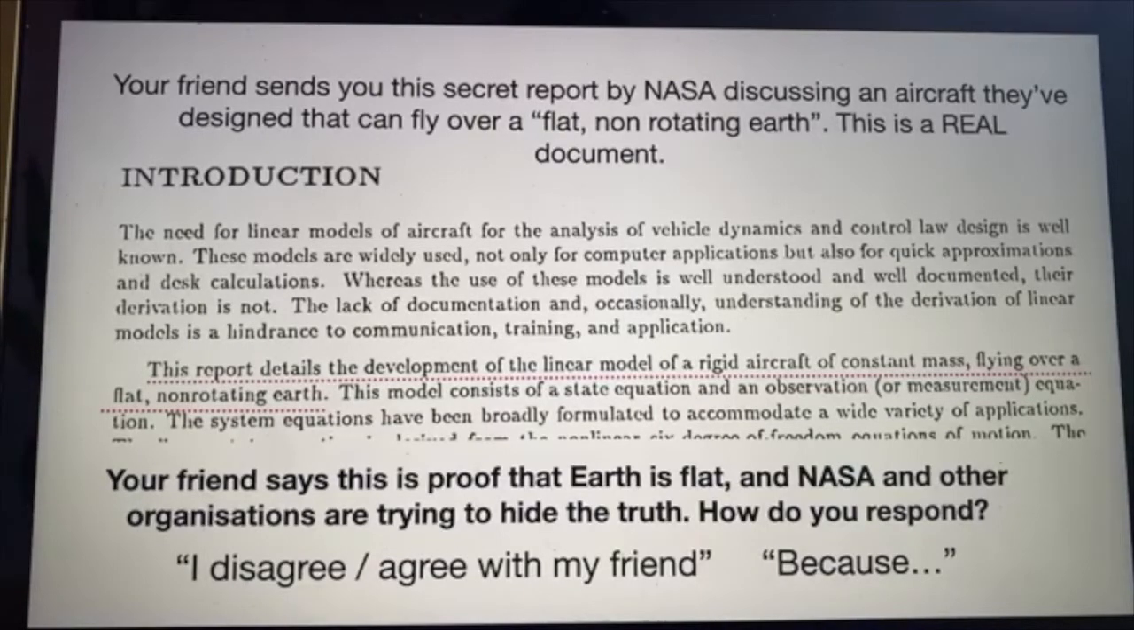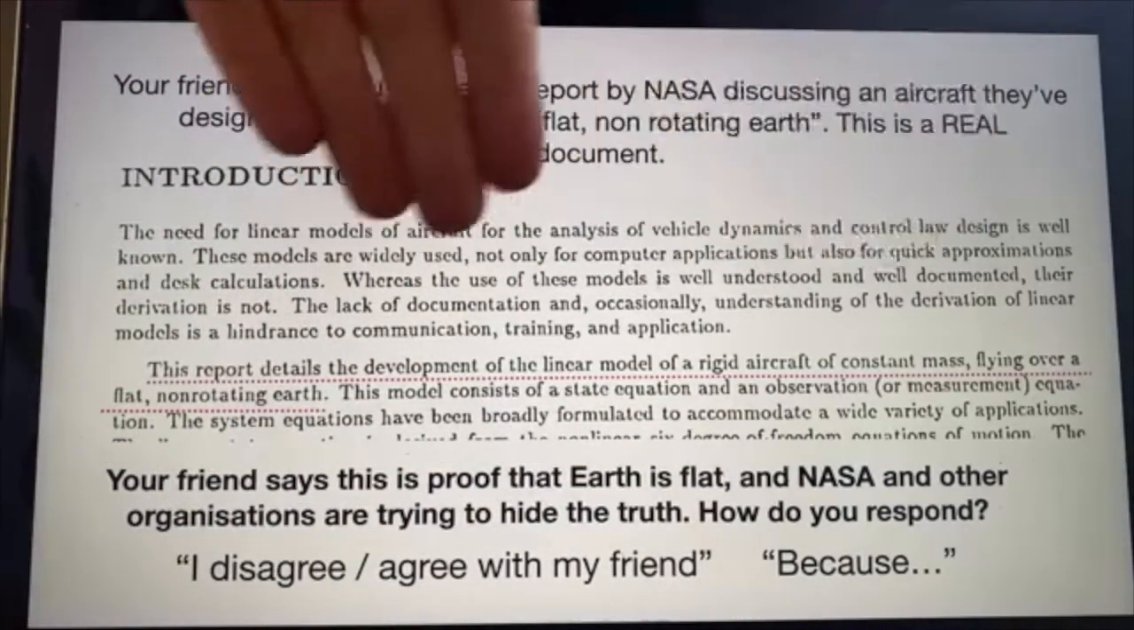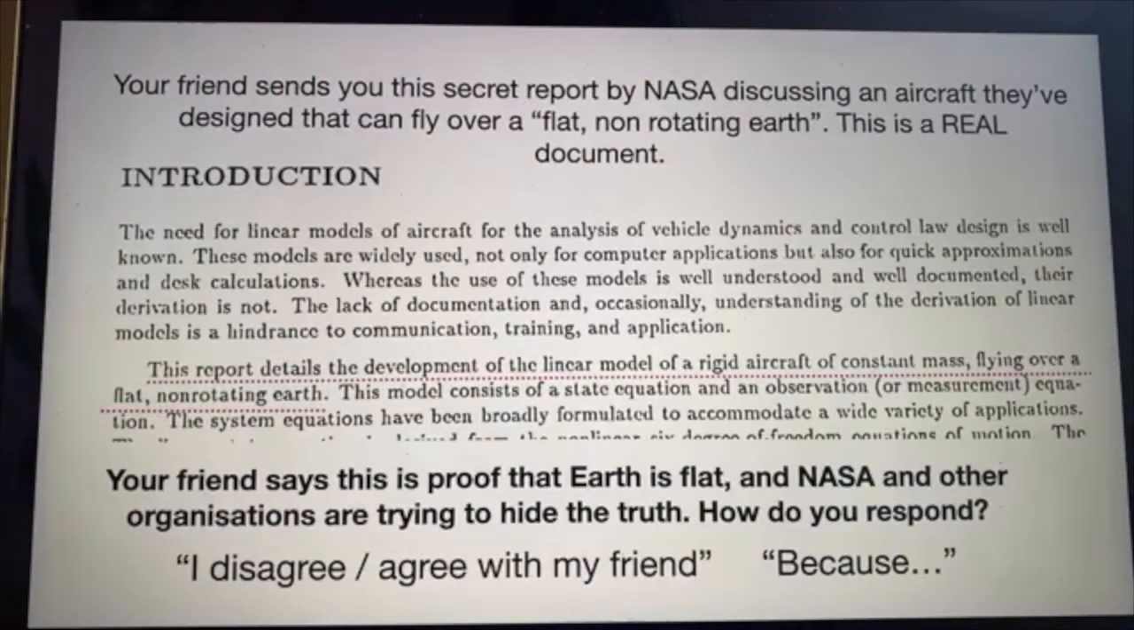Okay, so Brian says disagree because the Earth is round. Totally fair enough. Yeah, Gregor's the same. Just disagree because round. Yeah, but how do you explain this? How would you explain NASA talking about a flat, non-rotating Earth then? Maybe I should have phrased the question differently.